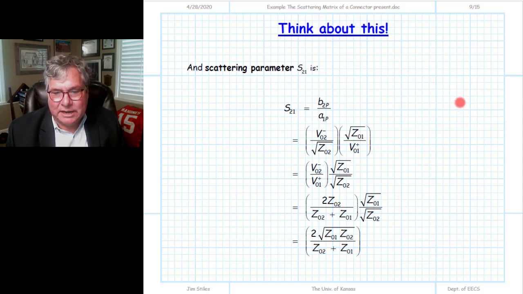Do a little algebra here, combine these together, and we can write it in a nice compact form where we have the square root of Z0, the product of Z01 and Z02.